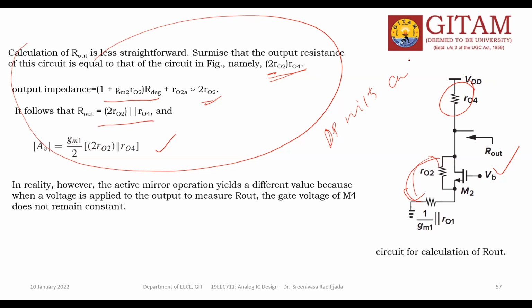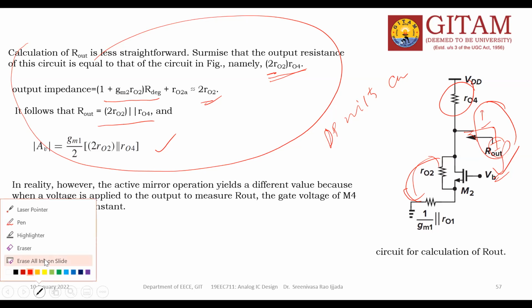So how can you find the R out value? Apply a voltage source here and find the current I due to that. Then the ratio of these two is nothing but the R out. Okay. So here the gate voltage of M4 does not remain constant. As long as the M4 gate is not constant, the operation of the transistor cannot be so defined.